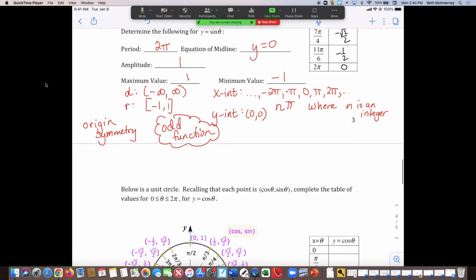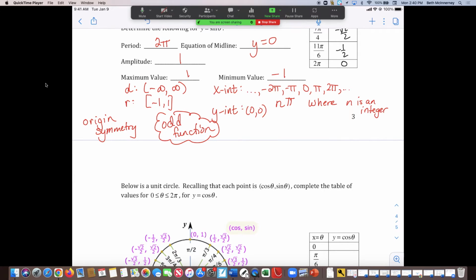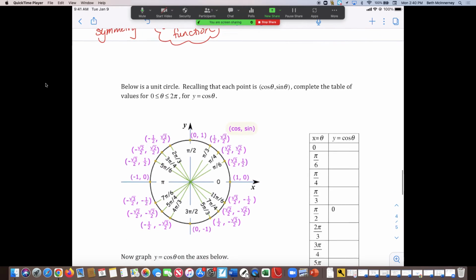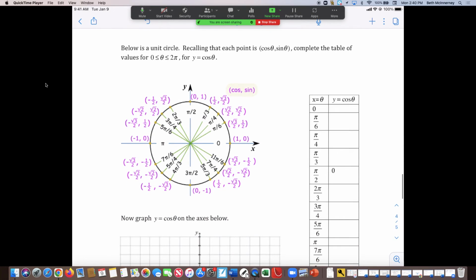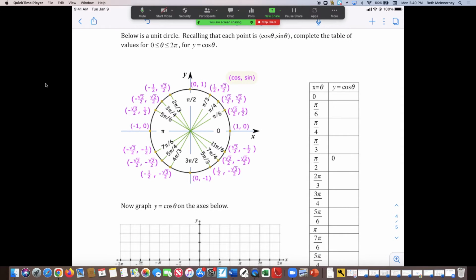So it's really, there's a lot of real-world applications to trigonometry and graphs. All right, so now we're going to focus on y equals cosine theta. Again, I'm going to get you started. This will go a lot faster because now we sort of know what we're doing.